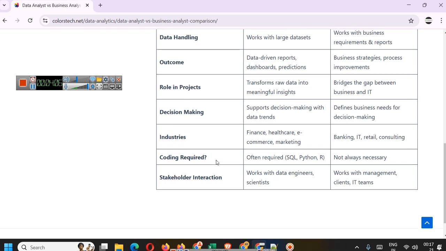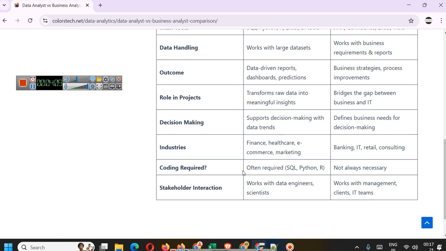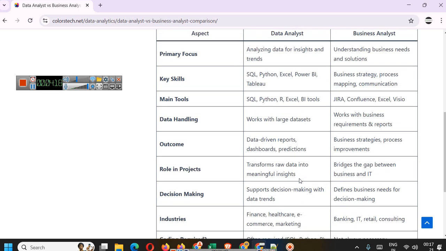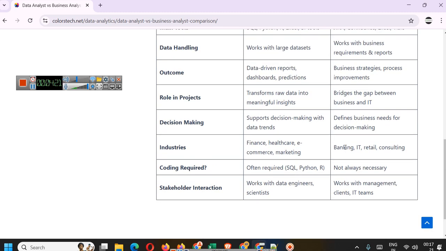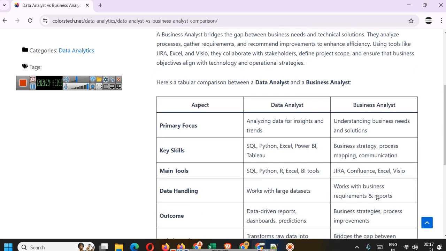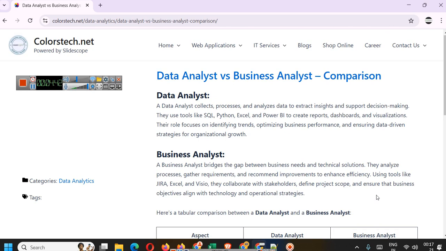Big question is, is coding required for these fields? Yes, for data analysis, you often require coding and command over programming languages like SQL, Python, and R. But for business analysts, it is not always necessary. Then, stakeholder interaction. So, a data analyst works with data engineers and data scientists mostly, and business analysts work with management teams, clients, IT teams, etc. So this is a simple comparison of roles of data analyst and business analyst. I hope you have understood the concept.